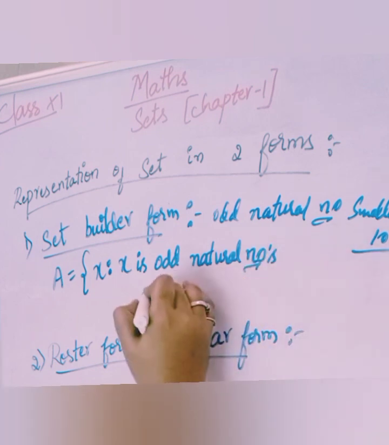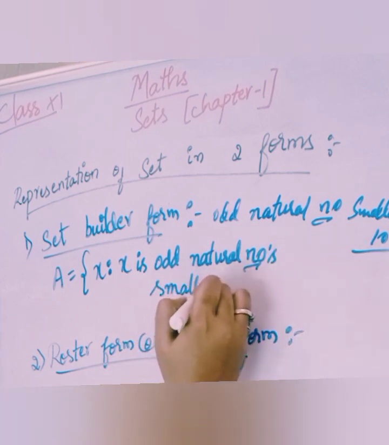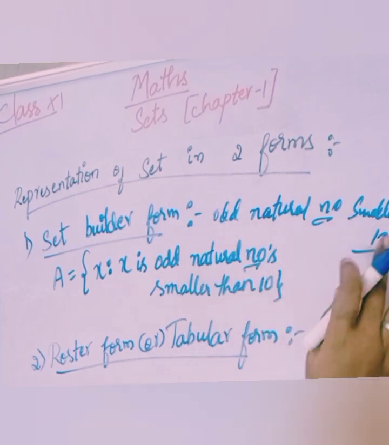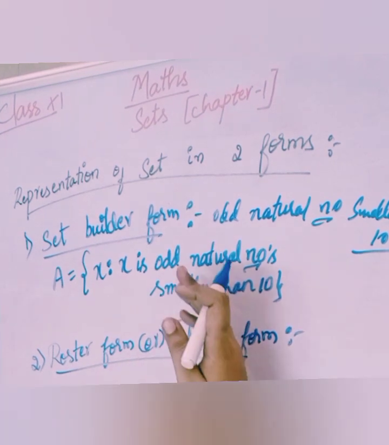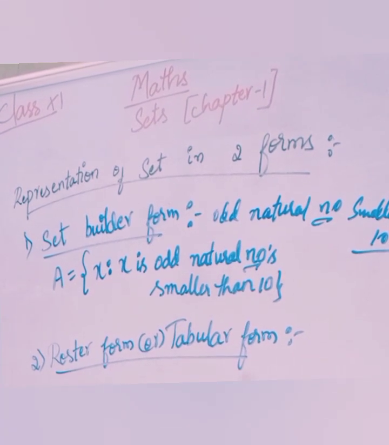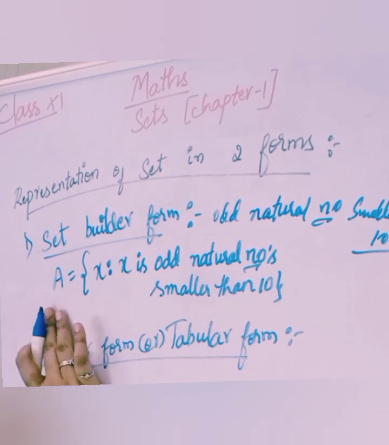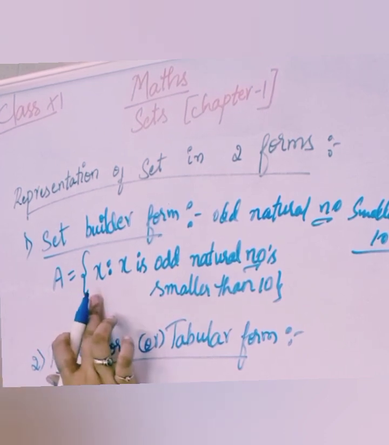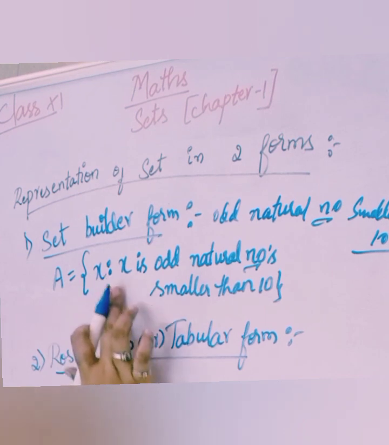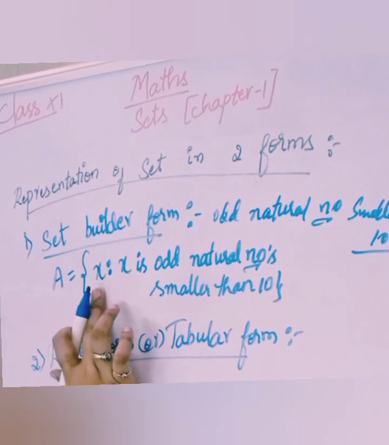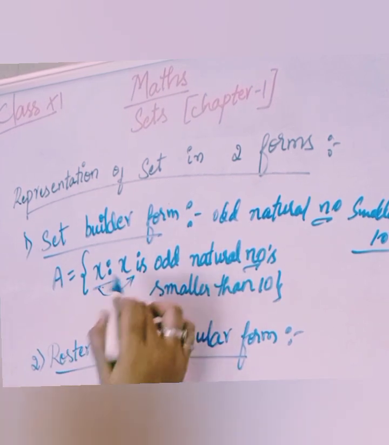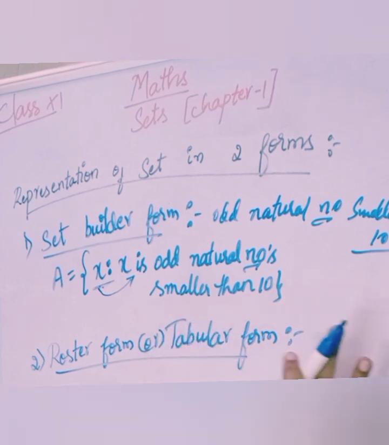smaller than 10. Everything is the same. That means they will give a number, and you need to write like this. For example, sometimes they will give a roster form and tell you to write the set builder form. You need to know: first we represent the set by A is equal to, we don't know which numbers will exist, so we will take that as x. So x is defined as an odd natural number smaller than 10.